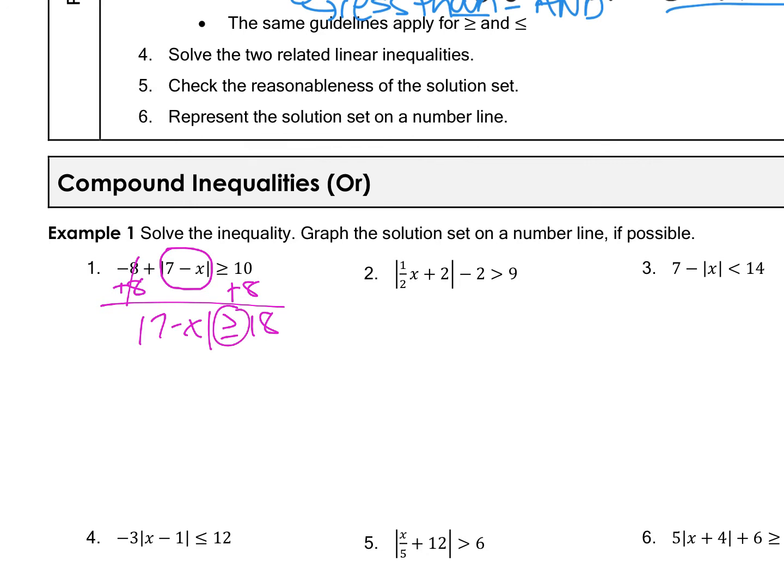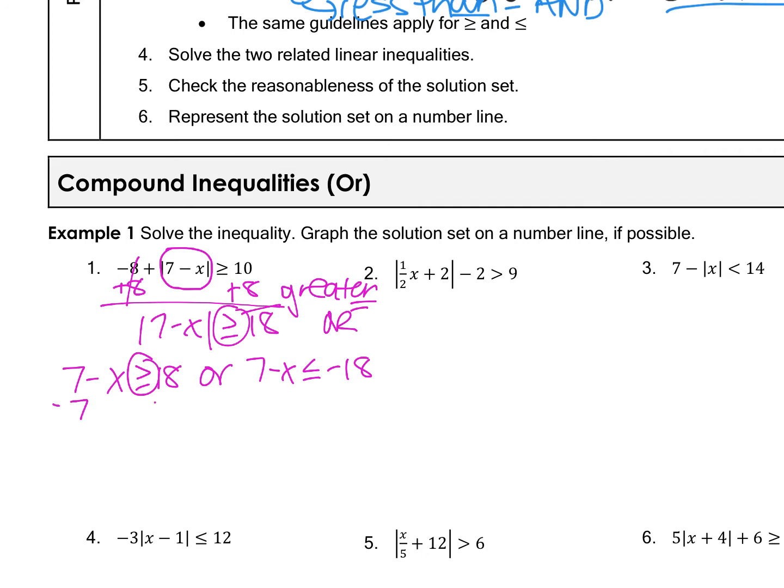If it's greater, that's the way that you can remember it. Greater is an OR statement. So I'm going to set up, without the bars, 7 minus x is greater than or equal to 18, or 7 minus x. Now, if I change this to a -18, I have to flip this sign over here. That's a common mistake, forgetting to flip it, so make sure you flip it. We're going to solve them separately.